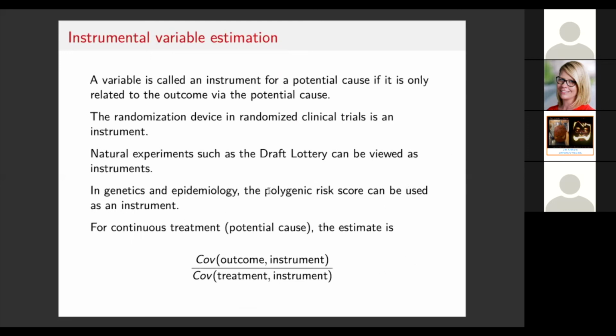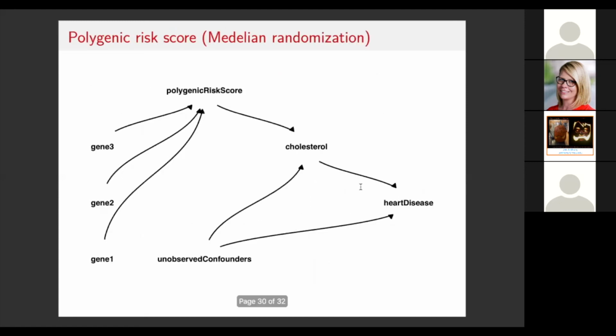In genetics and epidemiology, the polygenic risk score can be used as an instrument. And so here's an example of a polygenic risk score, how it works, and a causal diagram that helps you understand what happens, also known as Mendelian randomization. So the idea behind the polygenic risk score is you have a bunch of genes that are used to come up with a polygenic risk score. That's a number, and that is for predicting the levels of, say, cholesterol, that's your exposure of interest.